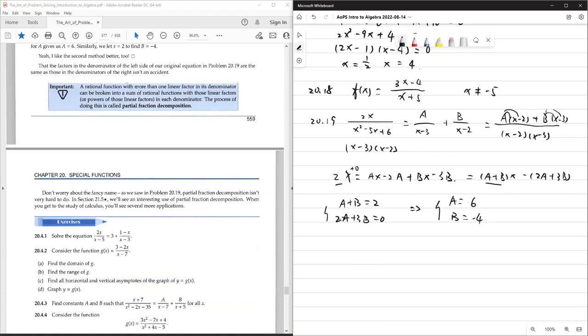A rational function with more than one linear factor in its denominator can be broken into a sum of rational functions with the linear factors as the power in each denominator. This process is called partial fraction decomposition. What it means is that over here, you can write this equals to that. You can write it in terms of each of the factor terms, the decomposition. This is what it leads to.